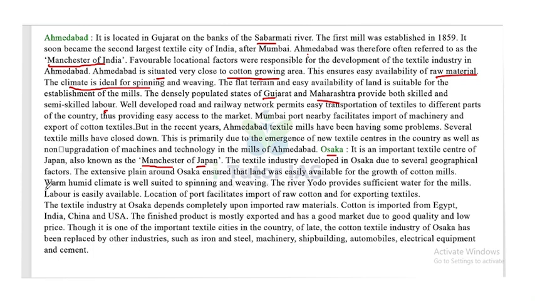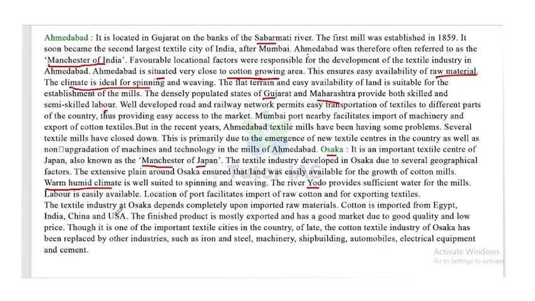The climate is warm and humid. The warm, humid climate is well suited to spinning and weaving. The river Yodo provides sufficient water for the mills. Labor is easily available. Location of port facilities helps import of raw cotton and export of textiles.